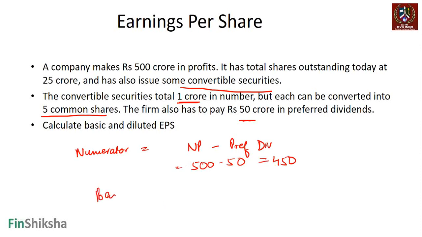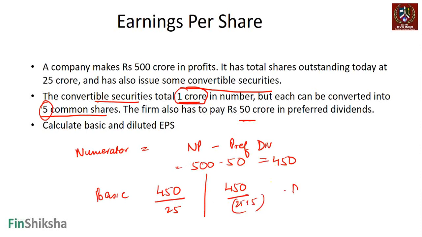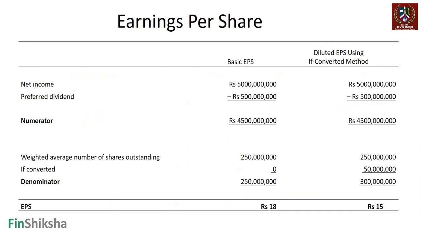In your basic EPS, you're going to divide 450 by 25 crore shares. In diluted EPS, you're going to divide 450 by, remember, 25 plus the number of new shares issued. 1 crore is the convertible security, but each of these will give you 5 shares. So 25 plus 5, that's going to be equal to 30. That's your diluted EPS, right? So we understand the concept of how we calculate the basic and how we calculate the diluted EPS. That's how it would look.